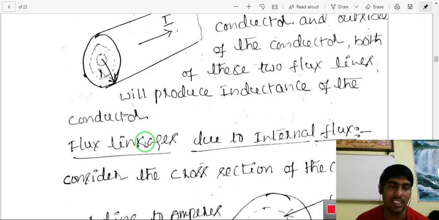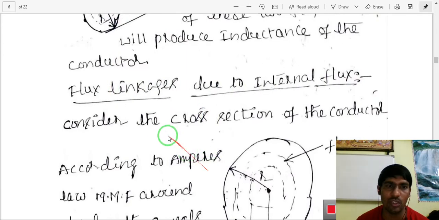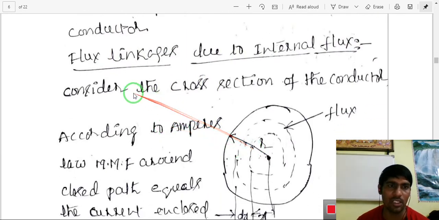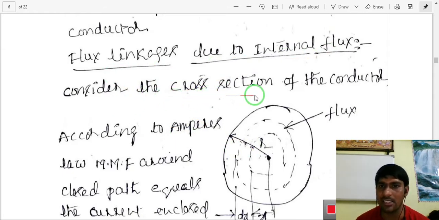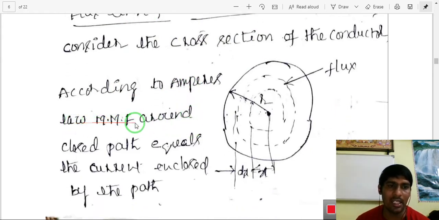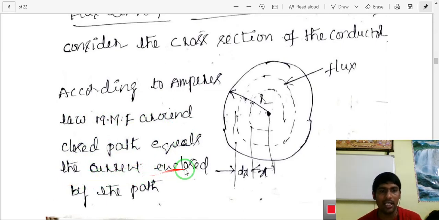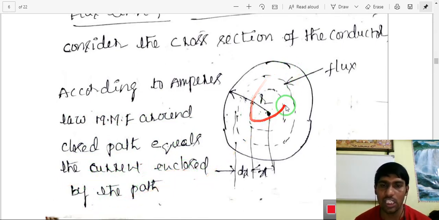Here we have two fluxes: one is internal flux, the second is external flux. First we need to calculate the flux linkages due to internal flux. Consider the cross section of the conductor. According to Ampere's circuital law, the MMF around a closed path equals the current enclosed by the conductor.